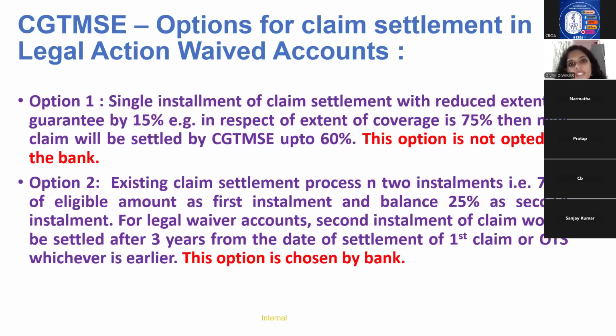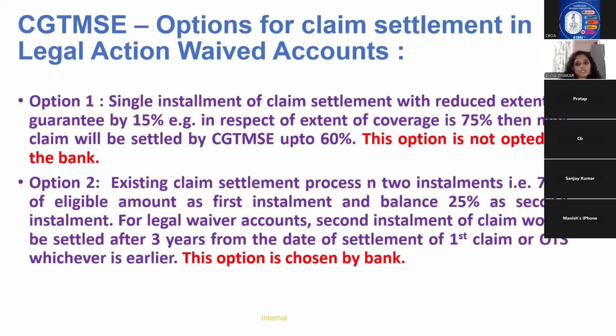Okay, then CGTMSC claim settlement method in case of legal action, waived accounts and all. There are two ways, but our bank has opted for option 2. Option 1 is a single installment: CGTMSC will give the amount in a single shot and settle the claim, but there will be a reduction of 15%.